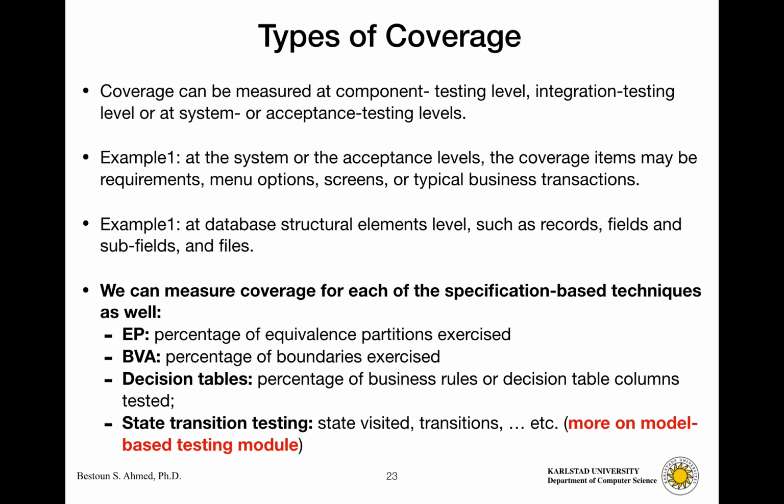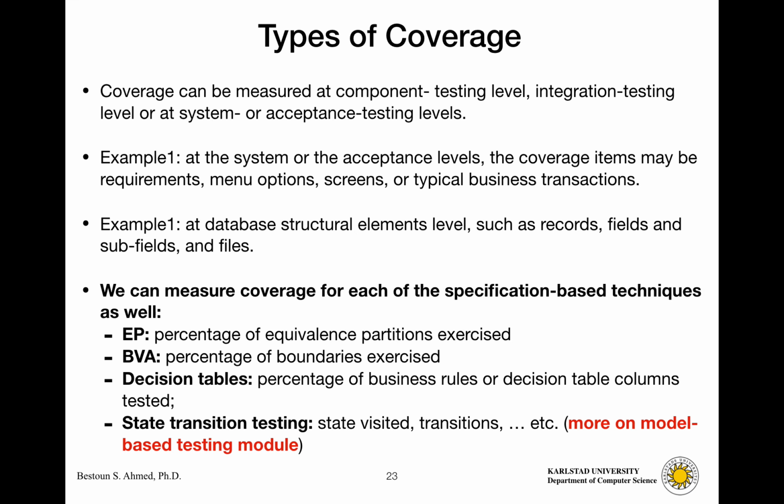If we go for percentage of equivalence partitioning, then we have partitions, and we count how many partitions we are covering by designing a set of test cases. For example, if I choose two test cases, and these two test cases represent two partitions, but I actually have three partitions, it means I cover two partitions out of three.